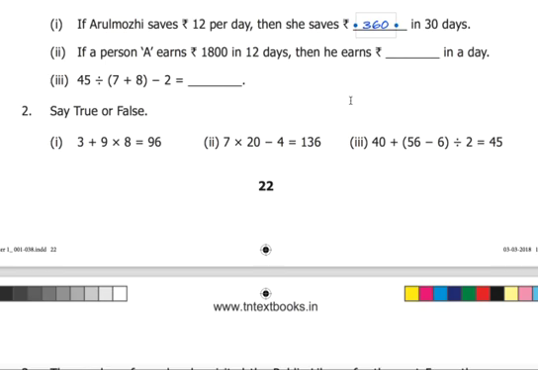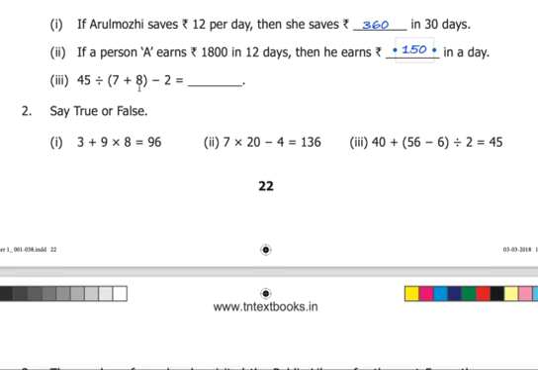360. If a person A earns 1800 in 12 days, then he earns dash in a day. So 1800 by 12, right? 160. Is it not 160? No, 150. Right. 150. 25, 6, 150. Yeah, right.